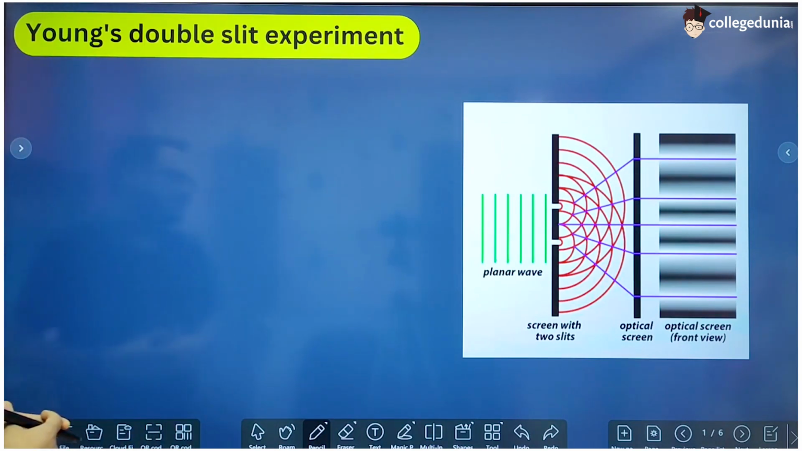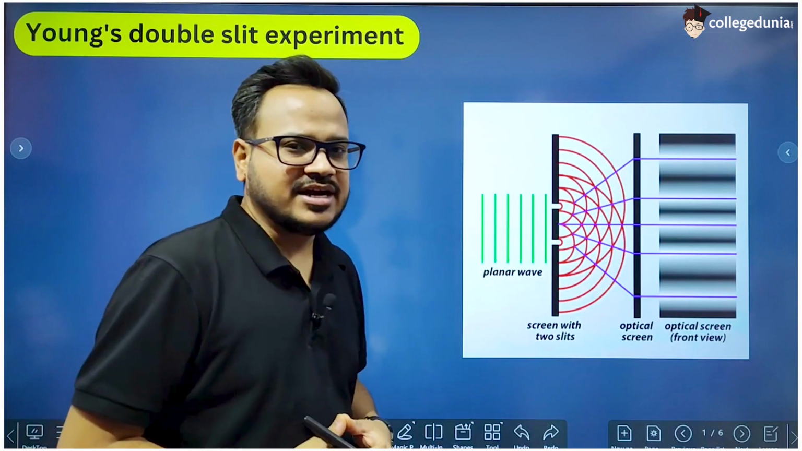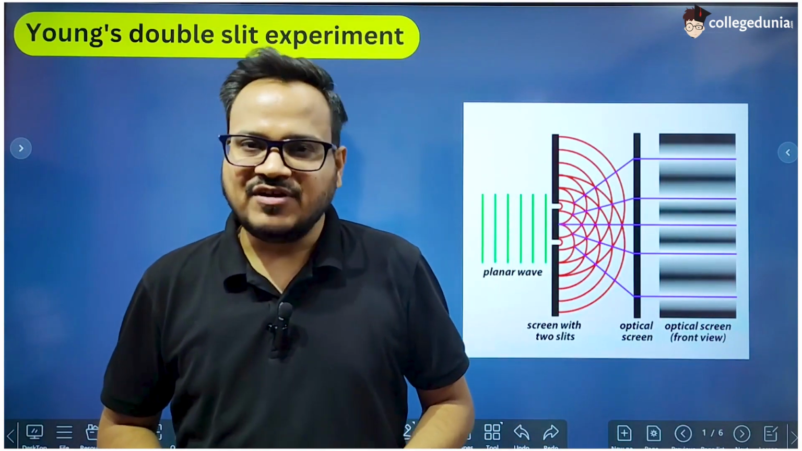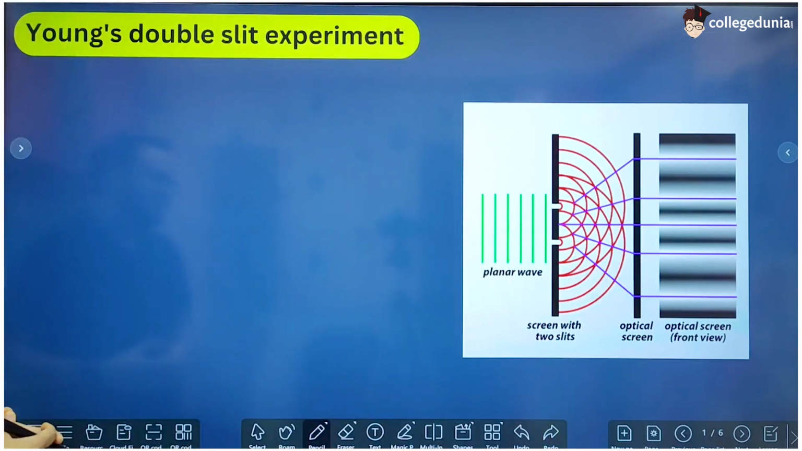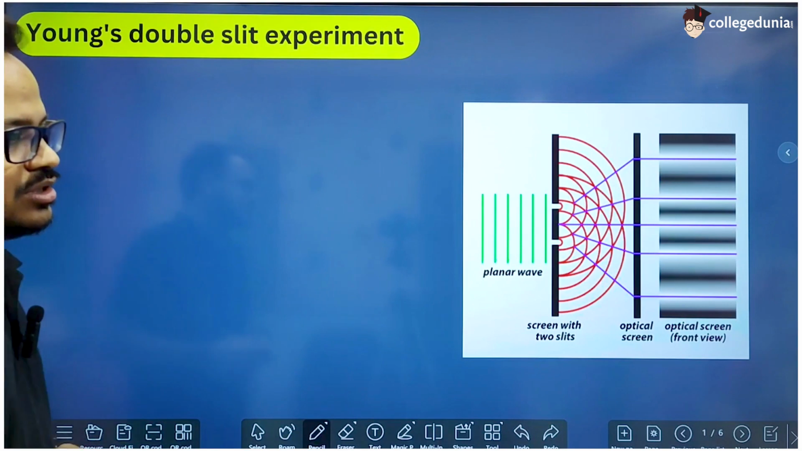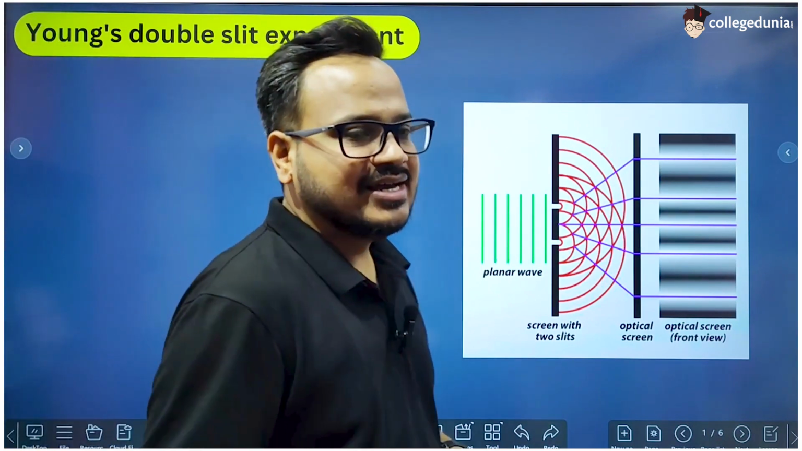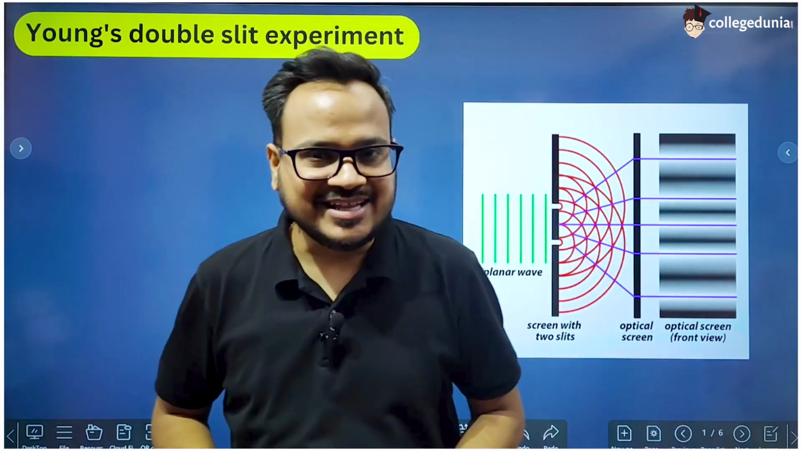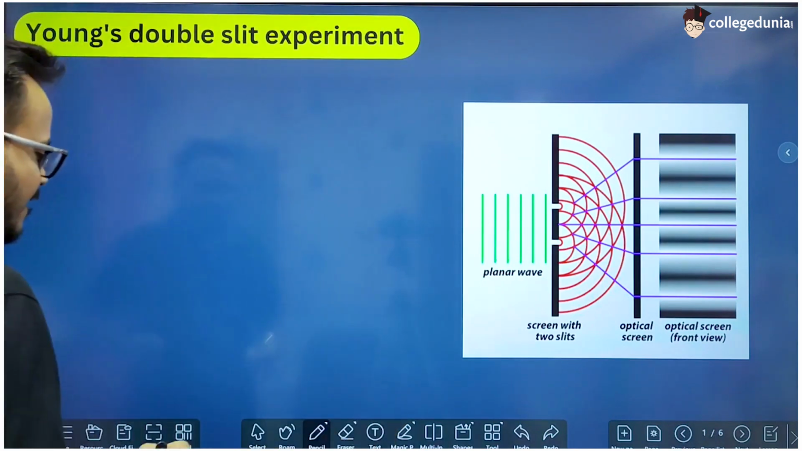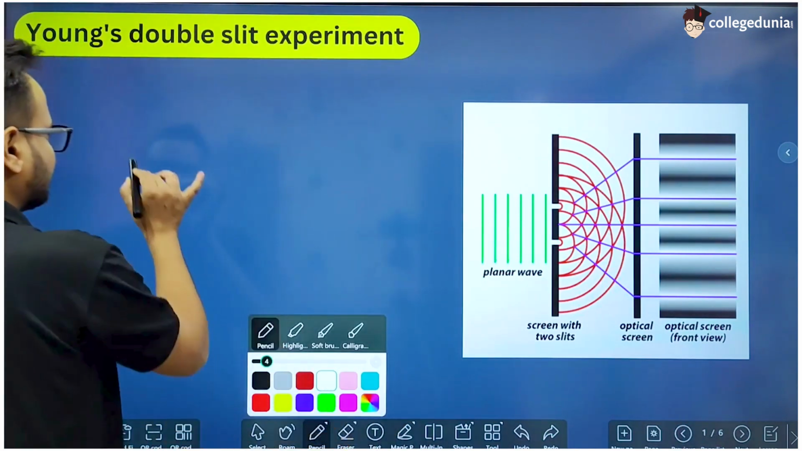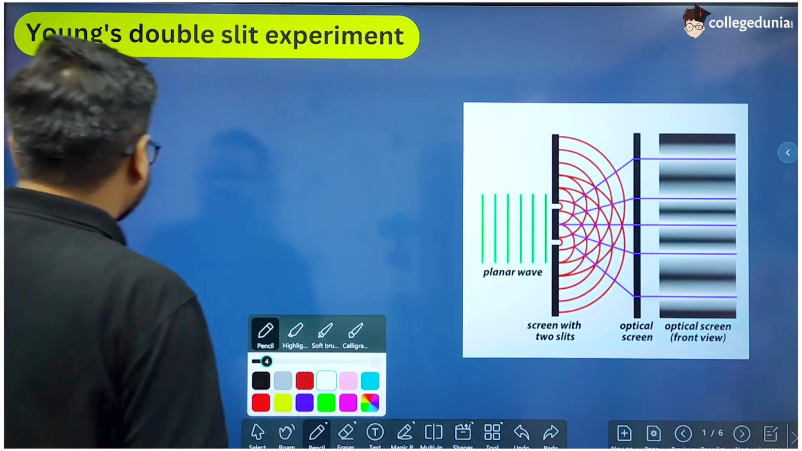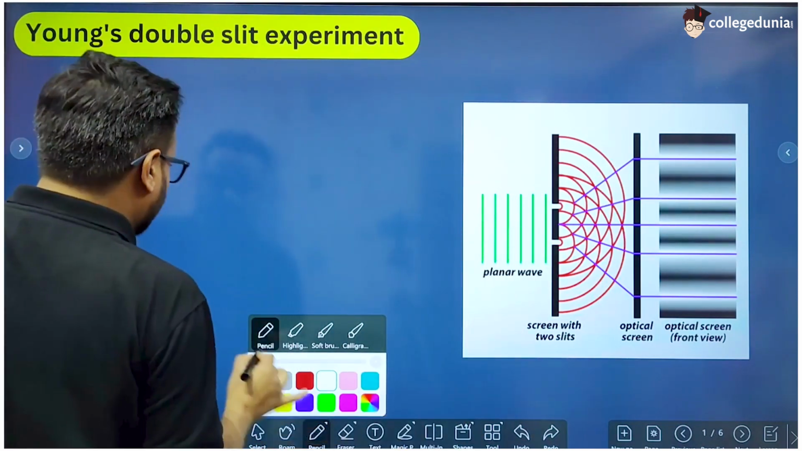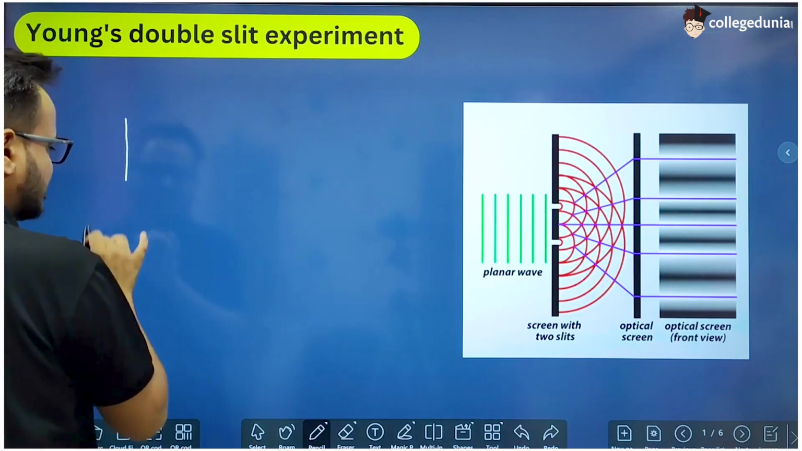This is an experiment which was carried out by a scientist whose name was Young to demonstrate the wave nature of light. It was carried out in 1801 and Young wanted to show the world that light is a wave. So how did he do that? Let's start. This is a setup. We will come to this, but let's first study this with the help of this diagram.